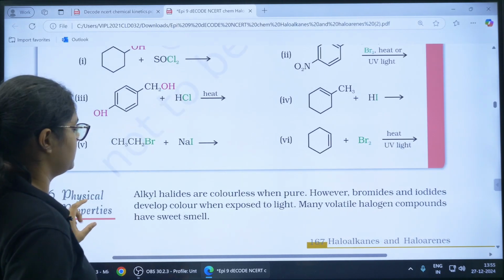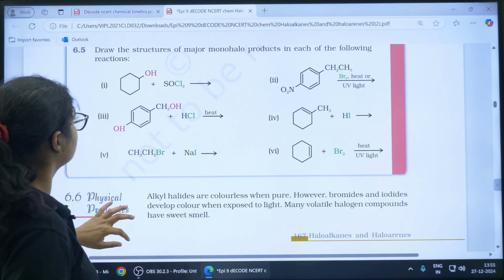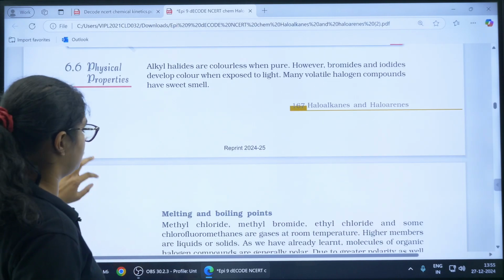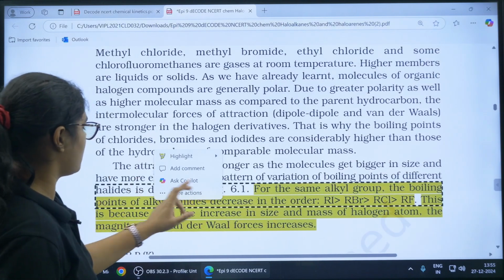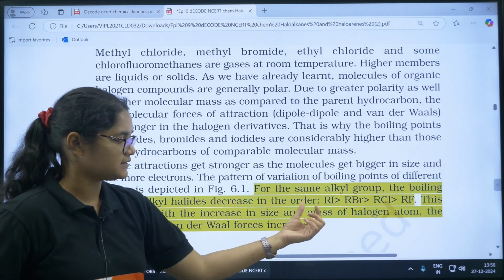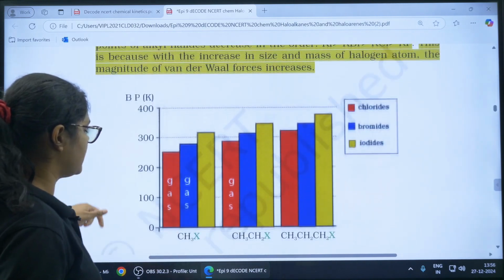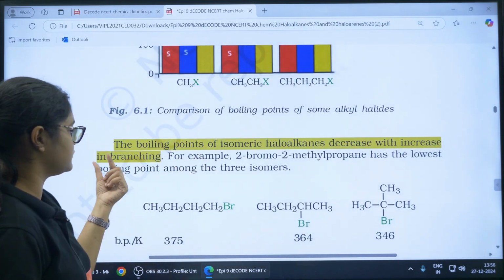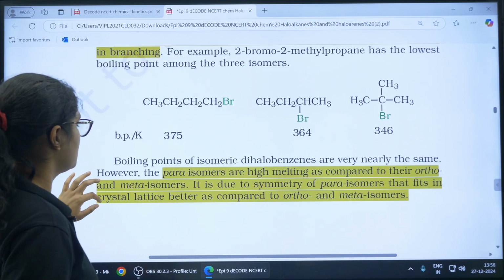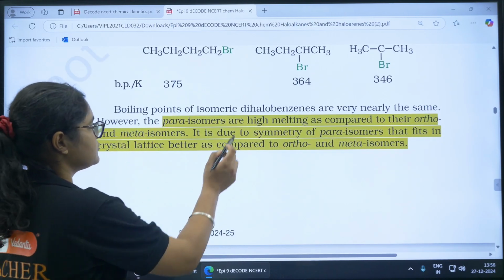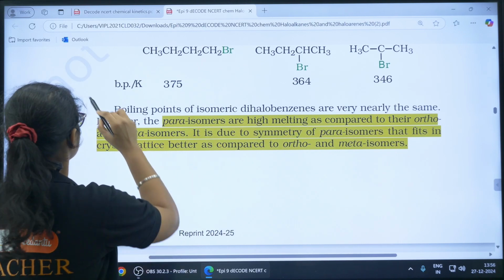Okay, so next if I move, we have here melting point and boiling point, that is not very important. Yes, here the order is given. When the mass increases, the melting point and boiling point increase. Then what happens when branching increases? So it is about branching. Okay, that is about melting point and boiling point. Next, this is important: para isomers have a high melting point. What is the reason for that? This can be asked as a reasoning question here.